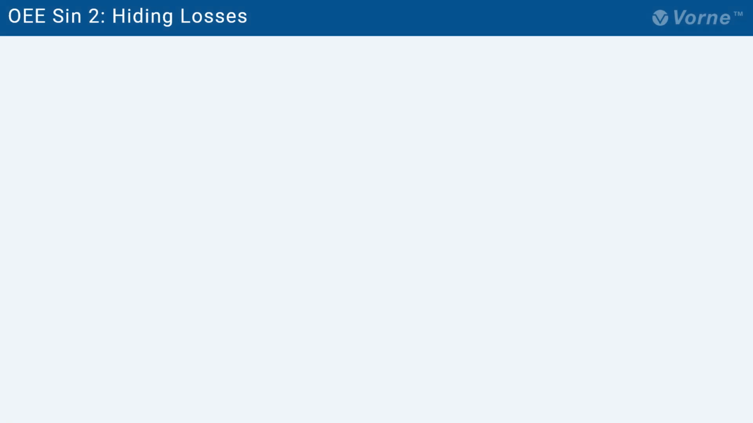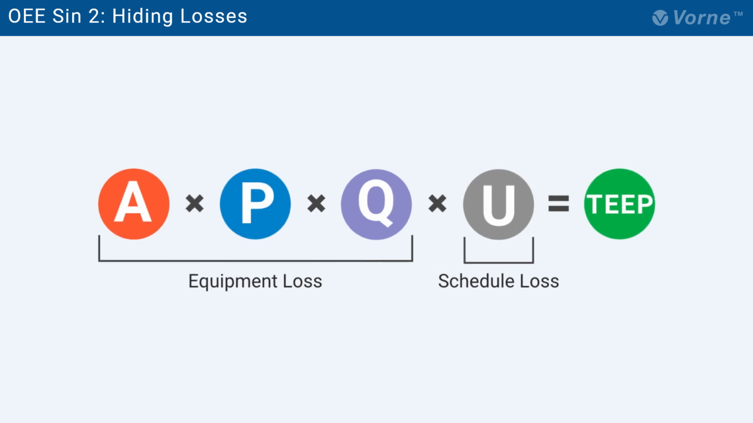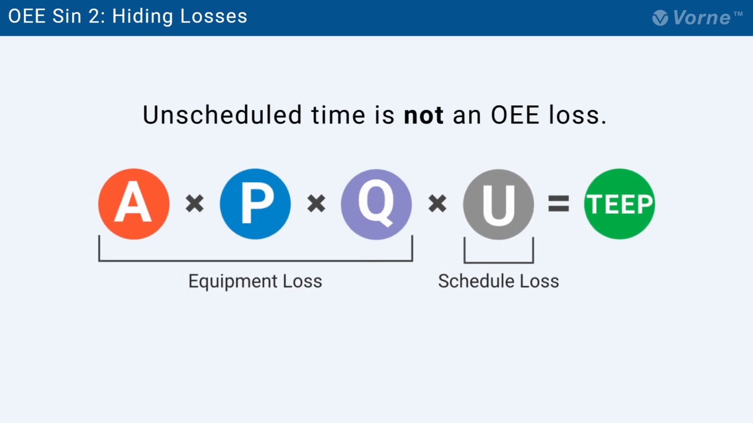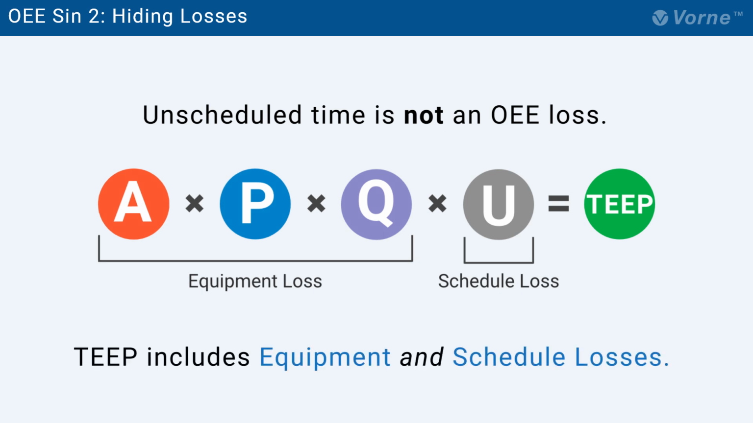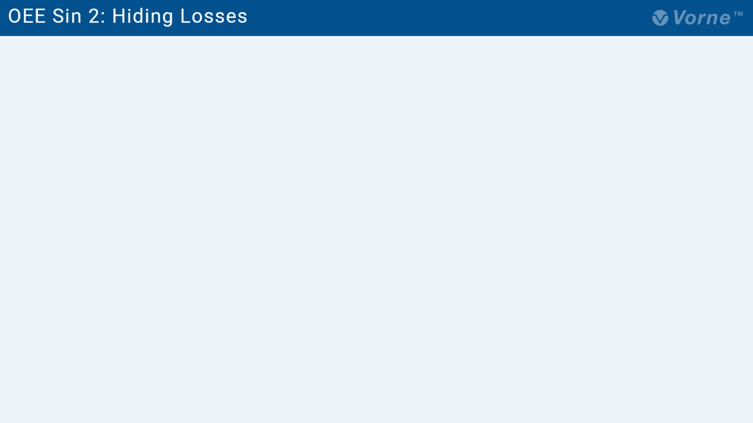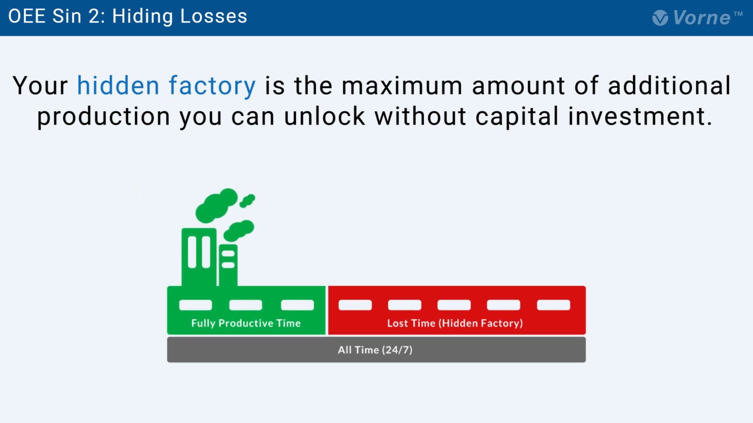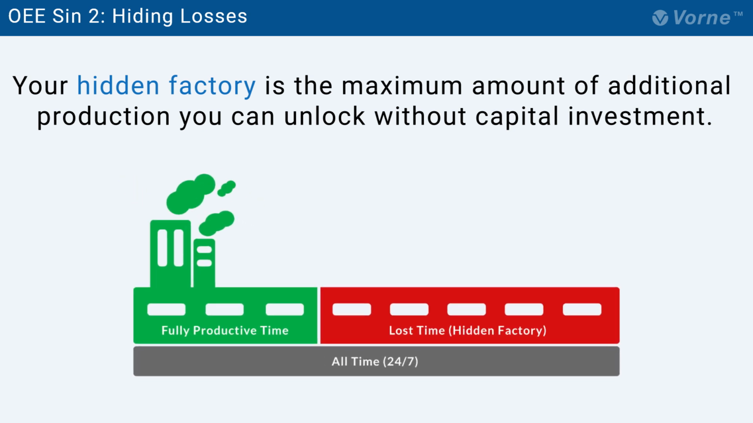A quick note on time that is not a loss against OEE. Time that is truly and correctly not scheduled for production is not an OEE loss. Instead, that time is taken into account by total effective equipment performance, or TEEP. TEEP includes both equipment losses, as measured by OEE, and schedule losses, as measured by utilization. TEEP exposes your hidden factory, which is the untapped capacity of your plant, the maximum amount of additional production that could potentially be unlocked without capital investment.